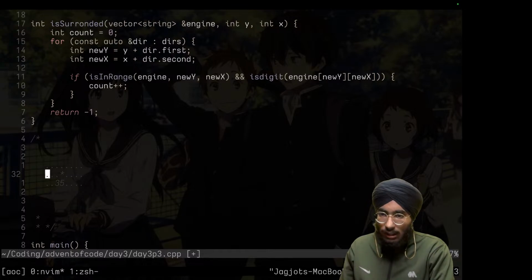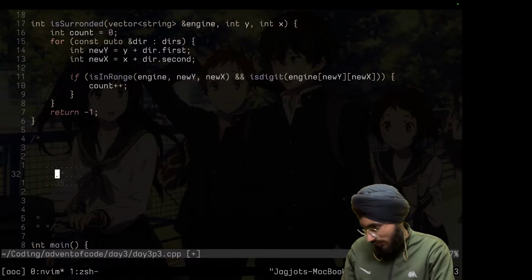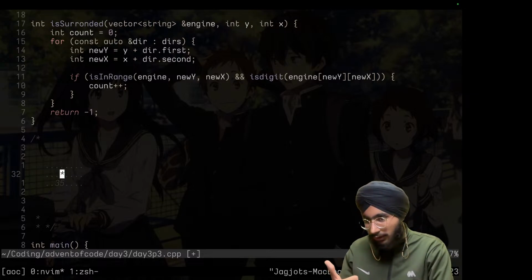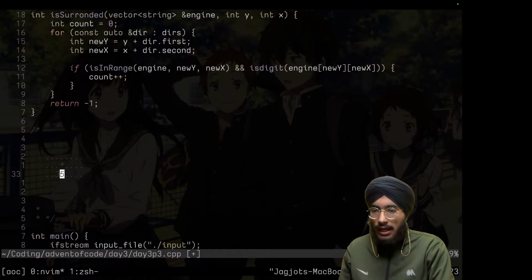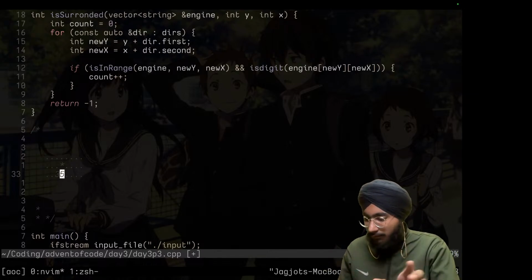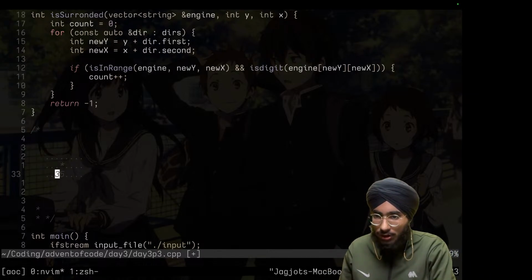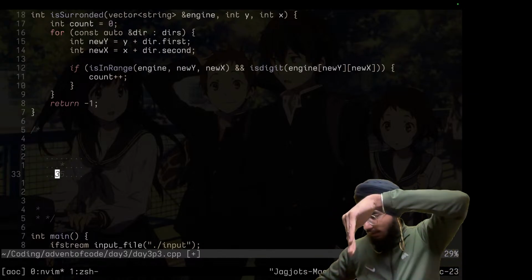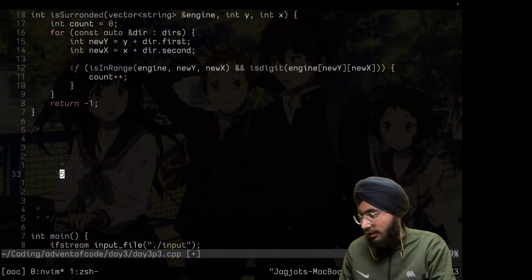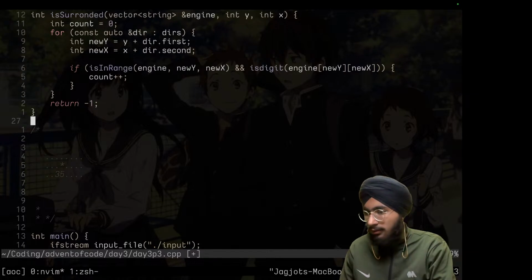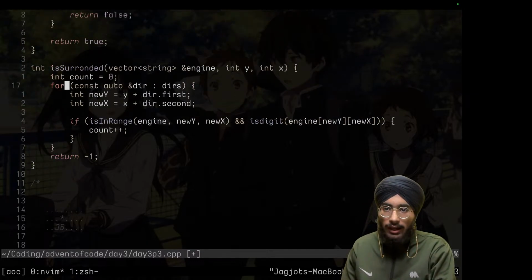If this is a digit, count plus one. If this is a digit, count plus one, because they are separate digits, right? They are not a single digit. And in the below line, if any of these three positions, this one, and this one, any of these is a digit, then we're gonna increment count by one. We are gonna do it like that.